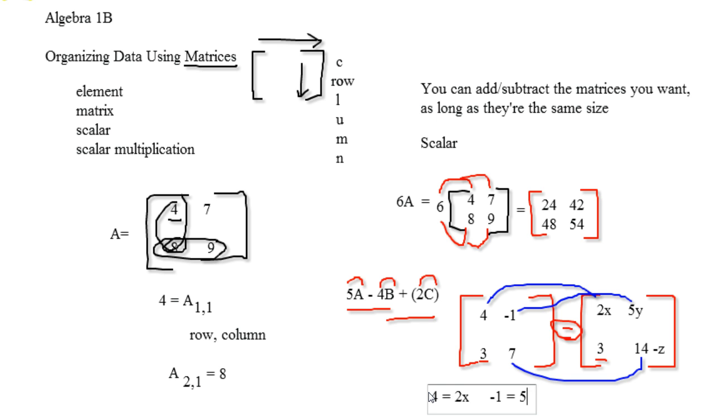If I set it up down at the bottom, 4 equals 2x, -1 equals 5y, and 7 equals 14 minus z. And I could solve all of those and get the answers. So I could get x equals 1/2, y equals -1/5, and z equals 7. And you could find it just by setting those two equal to each other.